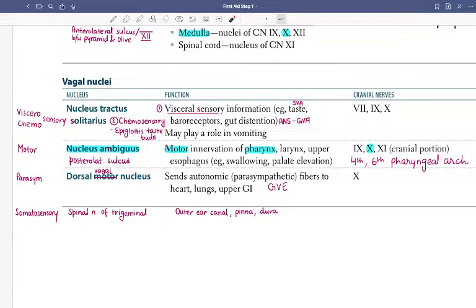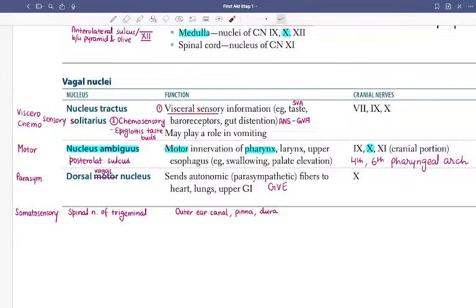Nucleus tractus solitarius receives visceral sensory information. Basically this is something to do with the vagus. So visceral chemosensory. It coordinates the sensory input for vomiting, and it receives fibers from the glossopharyngeal nerve because of taste. It also receives fibers from the facial nerve. So the receiving nerves are the facial nerve, glossopharyngeal nerve, and vagus nerve. And then it coordinates everything.